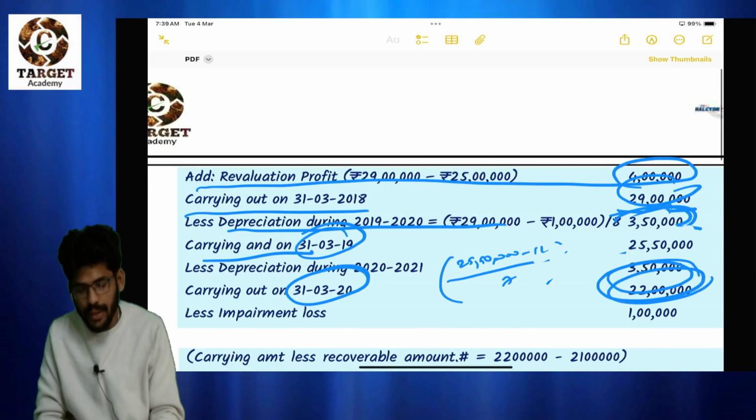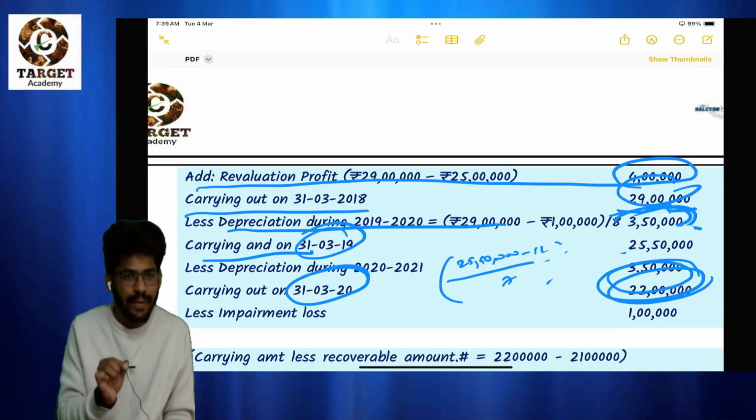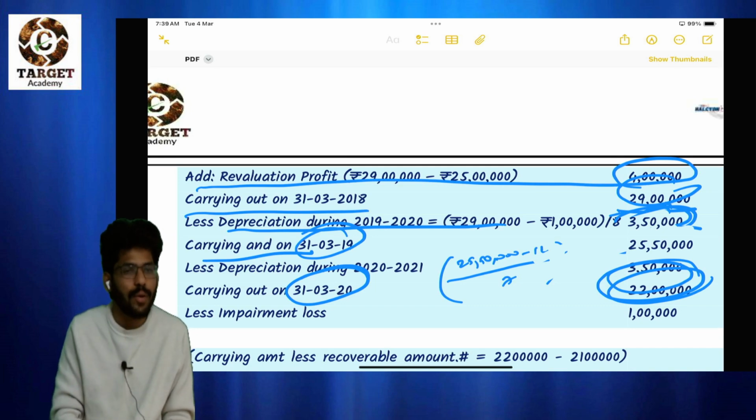Yes or no? Yes. Simple, sir. Initially the value of the asset is how much? 28 lakhs. The annual depreciation is directly given in the question. Correct? So 28 lakhs minus 3 lakhs, 25 lakhs. So from 25 lakhs, the asset got revalued to 29 lakhs, which means 4 lakhs is the revaluation profit. Correct or not? Yes, 4 lakhs is the profit.